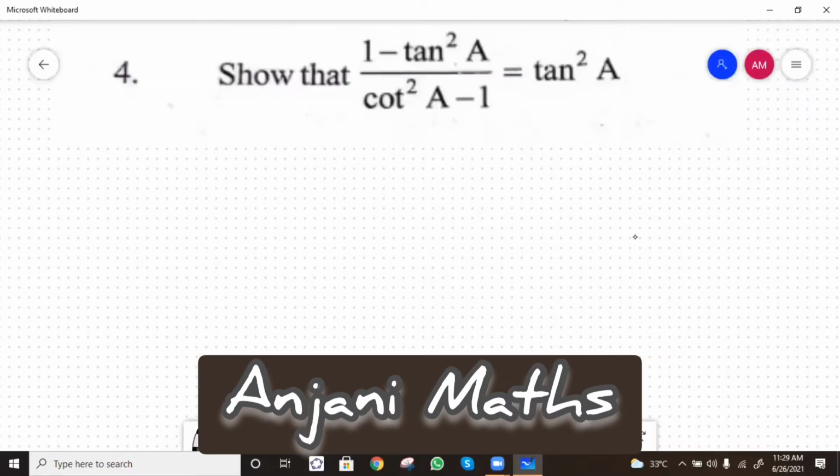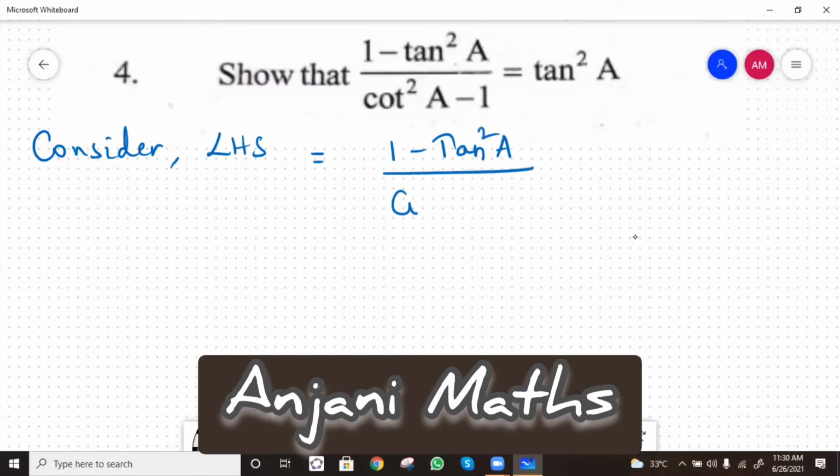Show that 1 minus tan square A by cot square A minus 1 equals tan square A. So consider the left hand side. What do we have in the left hand side? 1 minus tan square A divided by cot square A minus 1. No need of any identity in this problem. See here, what we have to show? We have to show that this left hand side is equal to tan square A.